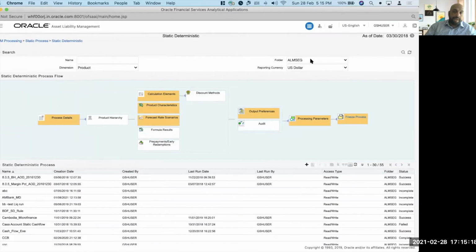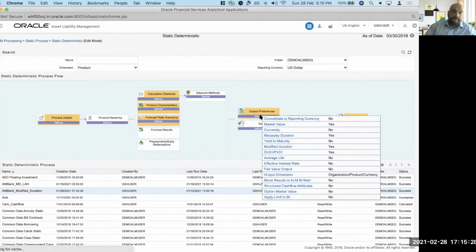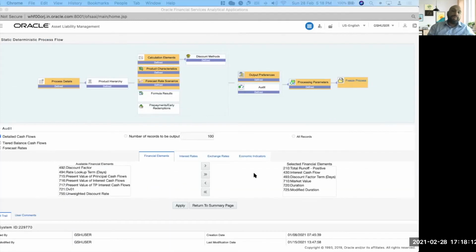In this case, I'll be looking for the process that I've already set up, the AMBank modified duration. And let me show you how to select the variable. As you can see in the application, it is easy to select the financial elements that you wish the application to calculate by just moving them from the available financial elements into the selected financial elements. Now, I've taken a couple of extra variables. This will help us as we try to decode how these calculations are done by the application itself.